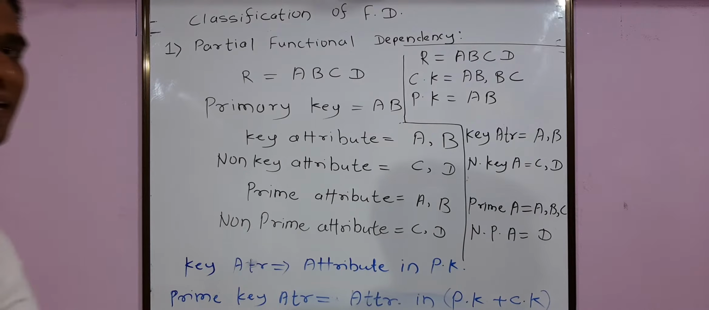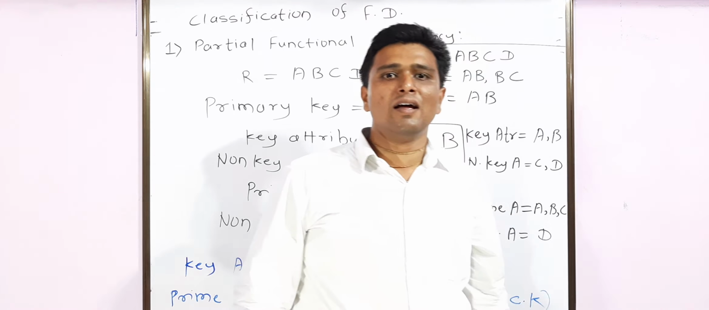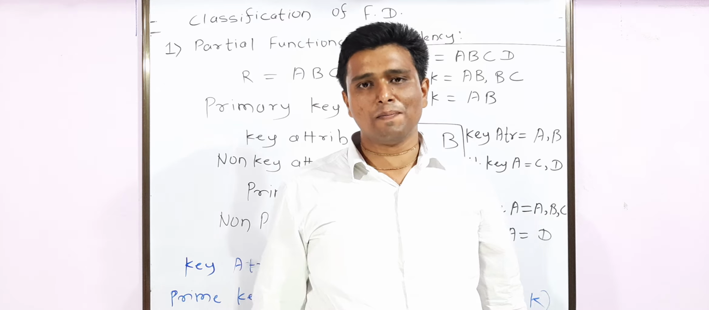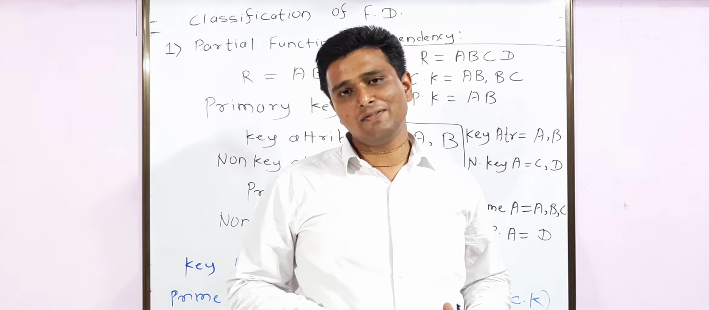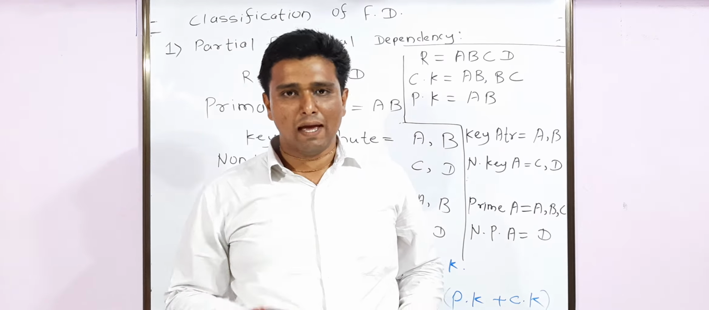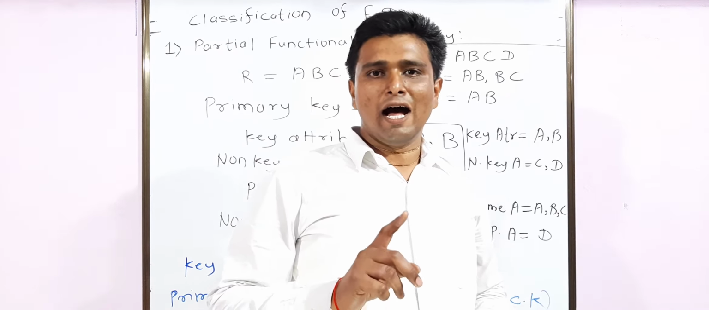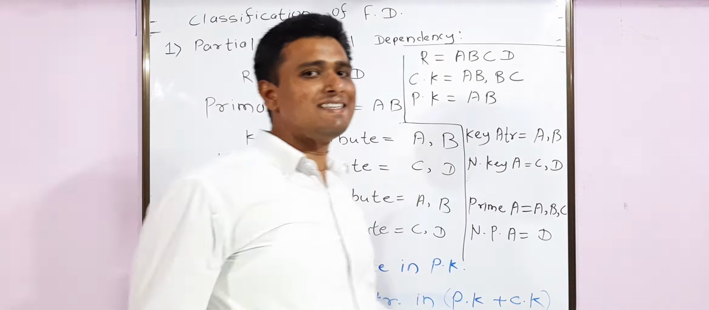Hello everyone. Now we will move towards different types of functional dependencies. That is very important for normalization. So we will start with partial functional dependency, transitive functional dependency. Before understanding partial functional dependency, we will understand what are prime attributes and what are key attributes. So let's see the example on the board.